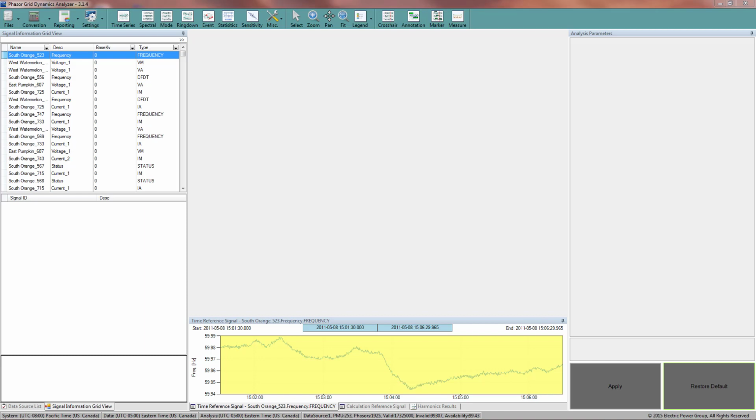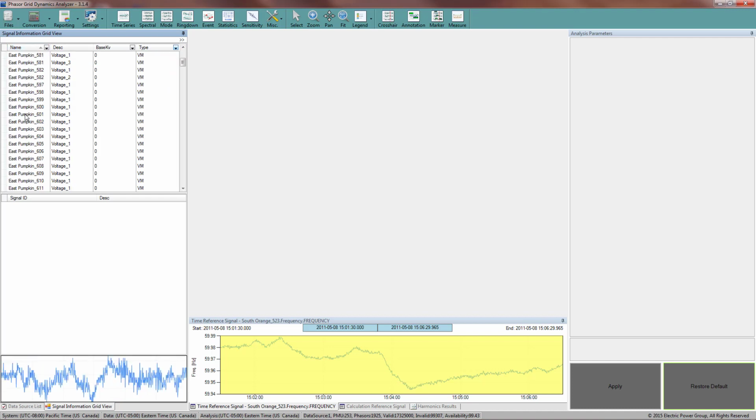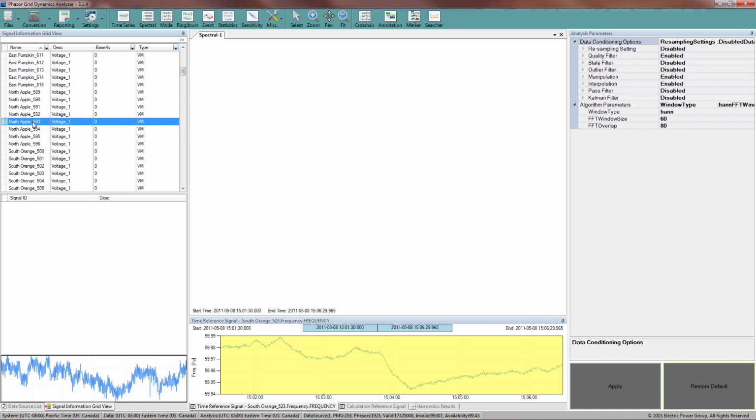An operator from the control room called and said that an oscillation occurred in the northern part of the system. He requested that we investigate the behavior of the oscillation by performing post-event analysis. We will set our objective to determine the root cause of the oscillation, what PMUs are participating, and the location with the highest energy. We will start by first filtering the list of signals to voltage magnitude. Next, we will choose a signal in the north and perform a spectral analysis. This signal becomes a reference signal for finding other participating locations.